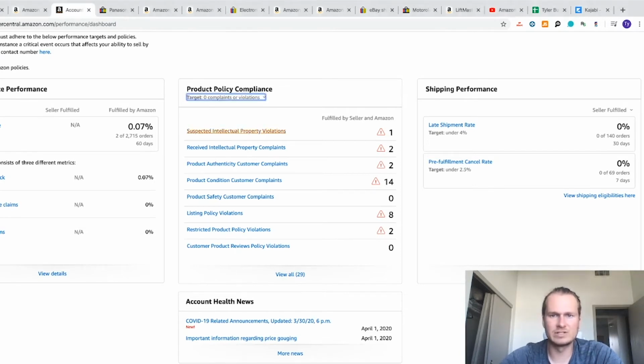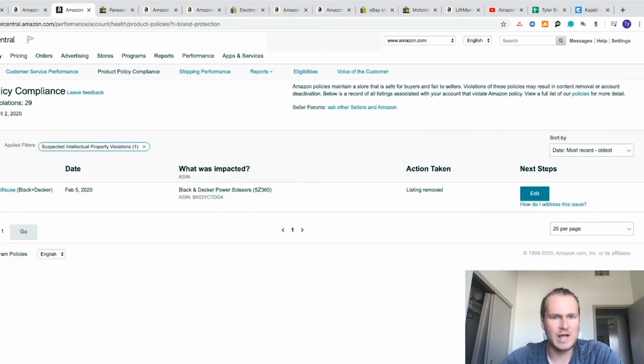Suspected intellectual property violation. This doesn't hurt your account too much at all. This is Amazon's bot saying that they might have a violation. Let me show you the one that we got this with. We got this Black & Decker. This Black & Decker listing was removed, not too big of a deal. Next steps, edit, how can I address this issue? You can edit this and it becomes easier to get off.